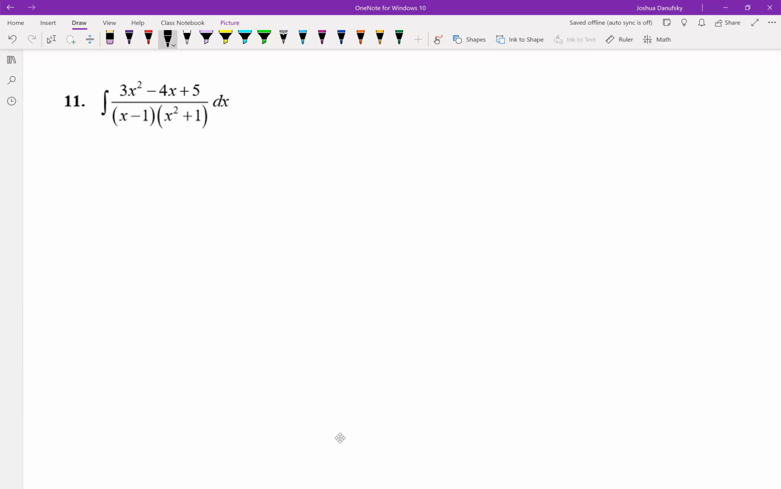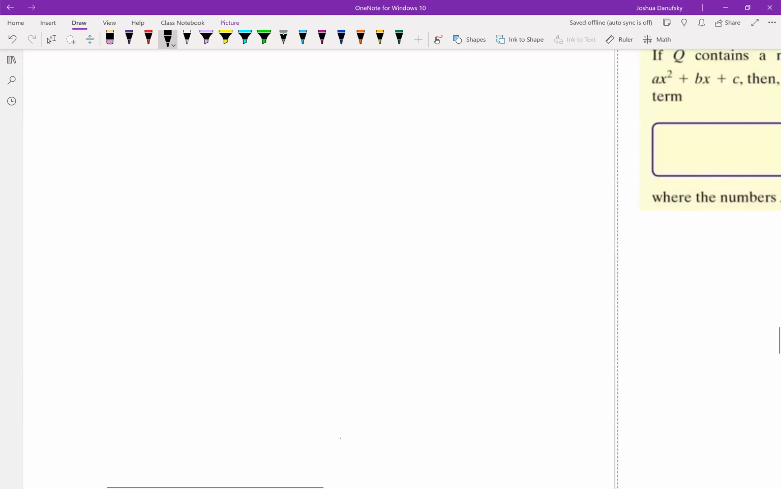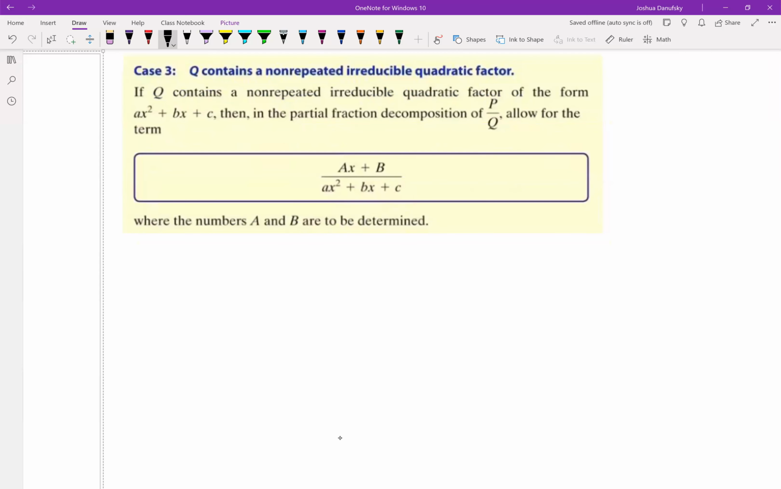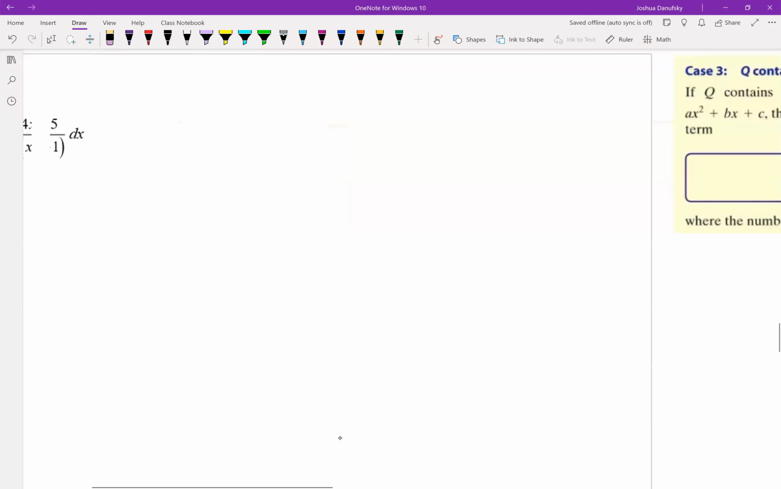Number 11, the integral of 3x squared minus 4x plus 5 all over the quantity x minus 1 times the quantity x squared plus 1. You'll first notice that the denominator is factored as far as we can go. We cannot factor x squared plus 1. That's what we call an irreducible quadratic. When this happens, we go to case 3. When we have an irreducible quadratic in the denominator, our partial fraction decomposition will require us to put an ax plus b in the numerator. Let's see how this works.